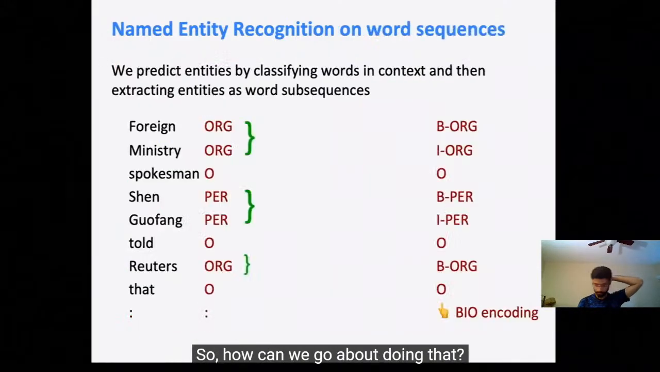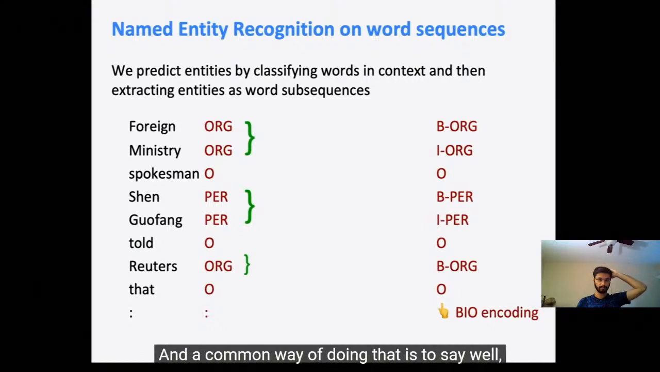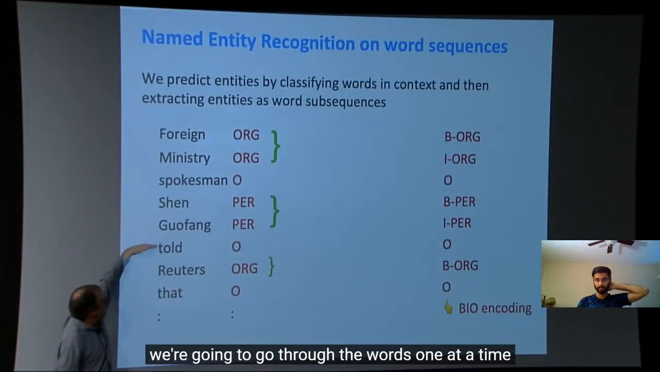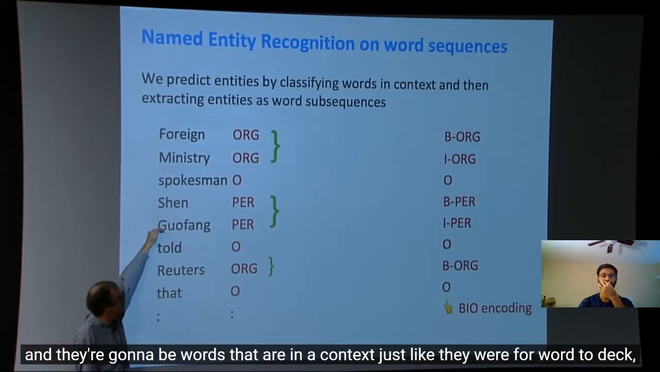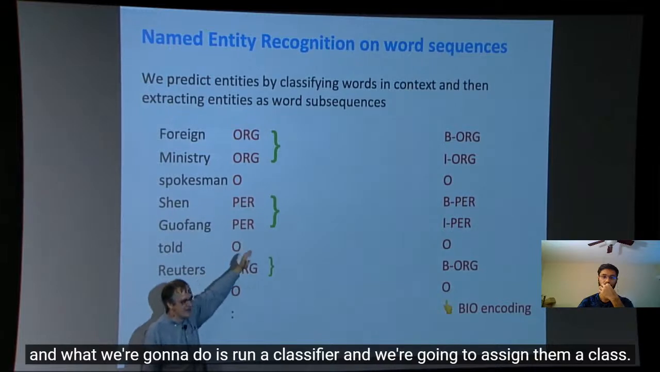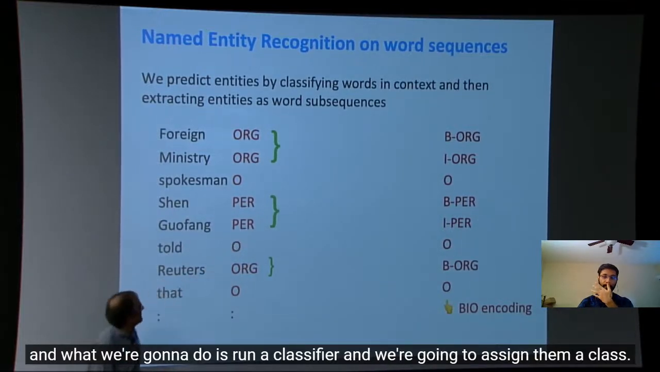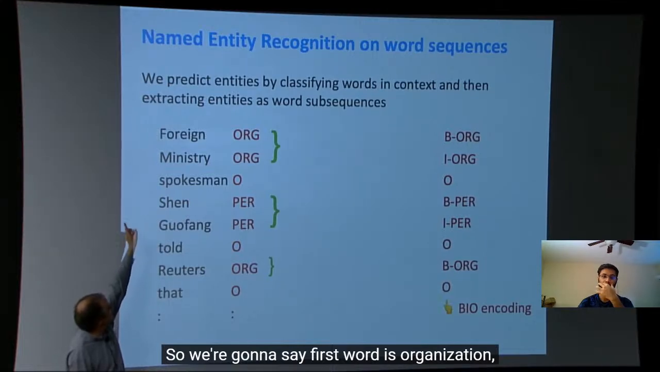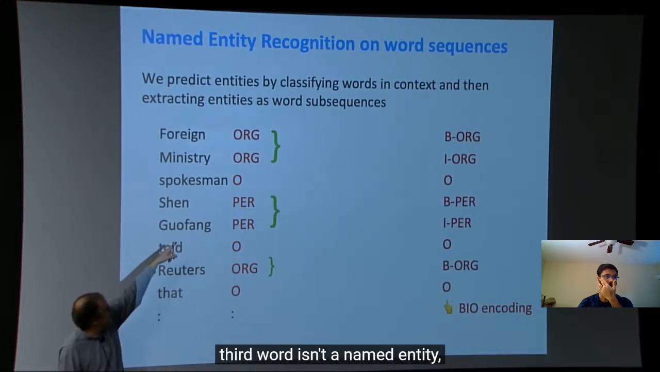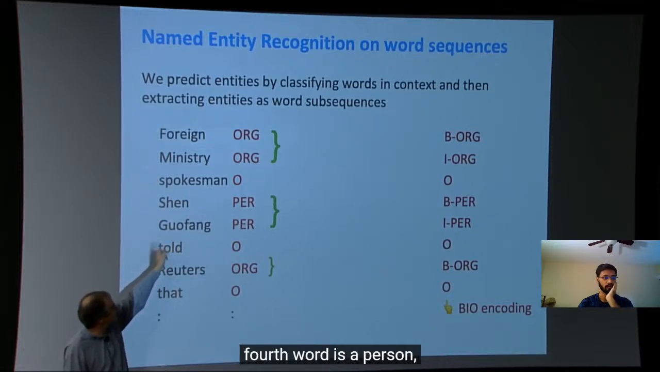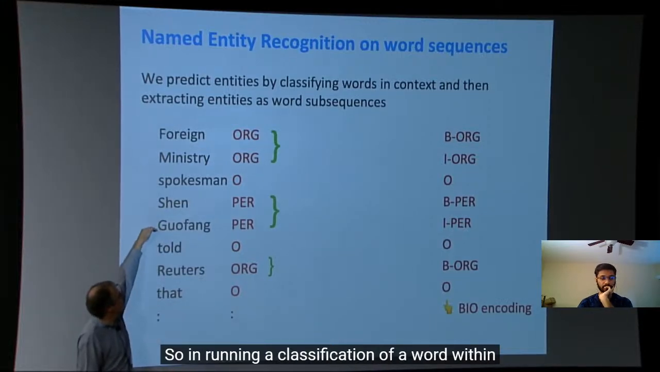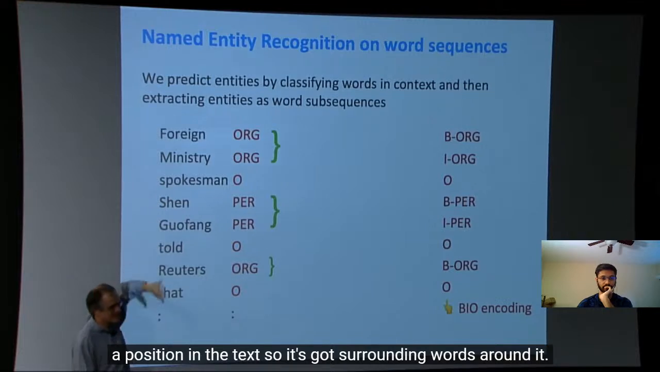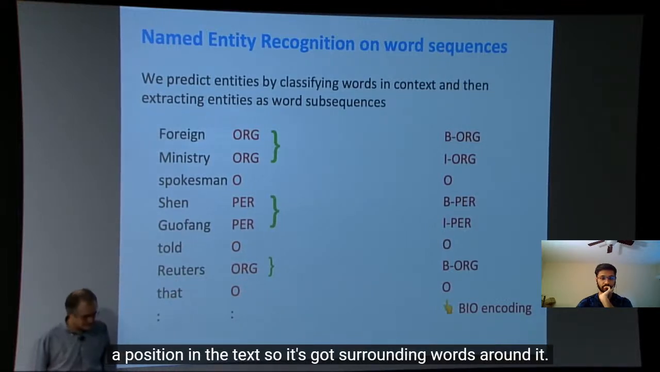So how can we go about doing that? A common way is to say, well, we're going to go through the words one at a time, and they're words that are in a context, just like they were for word2vec. And what we're going to do is run a classifier and assign them a class. So we're going to say, first word is organization, second word is organization, third word isn't a named entity, fourth word is a person, fifth word is a person, and continue down. So we're running a classification of a word within a position in the text, so it's got surrounding words around it.